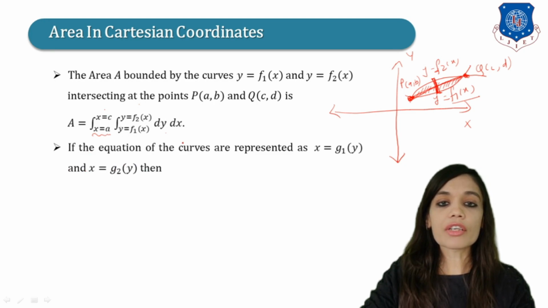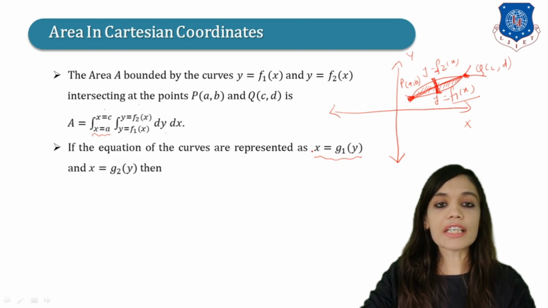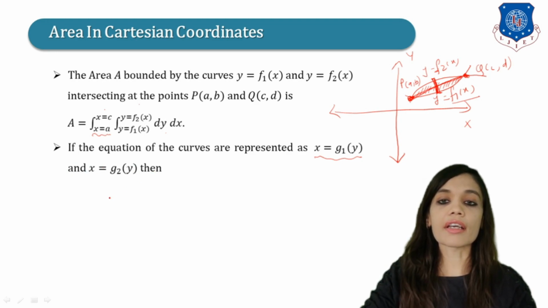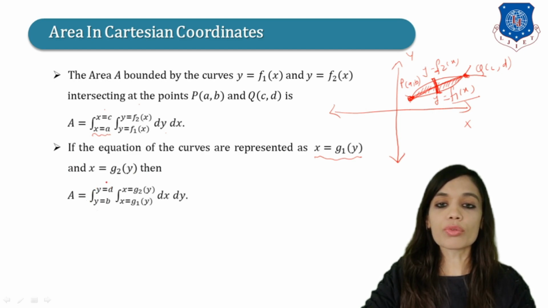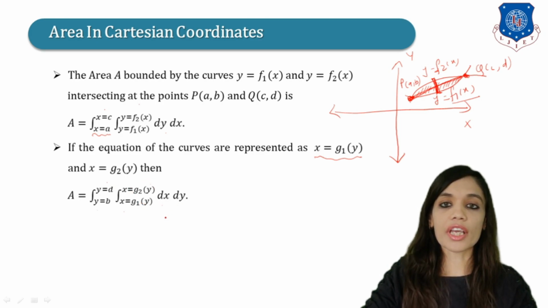Similarly, if the equations of the curves are represented as x equals g1 of y, that is, if x is given as a function of y, and x equals g2 of y, then our area will be given by double integration from y equals b to d, x equals g1 of y to g2 of y, dx dy. Okay.